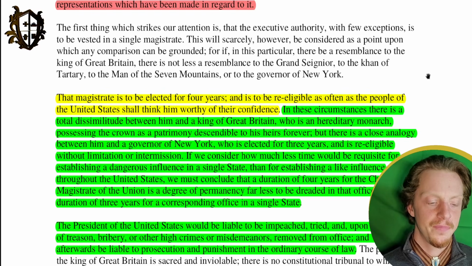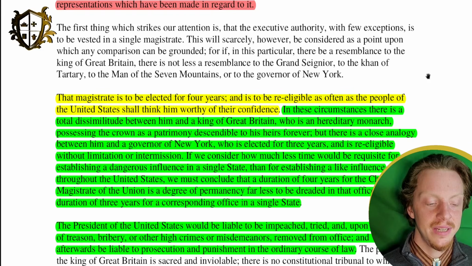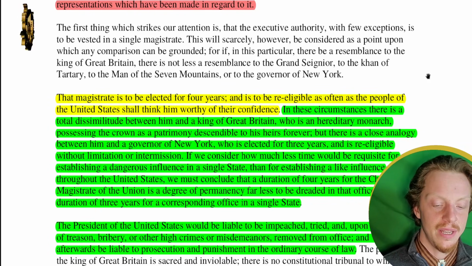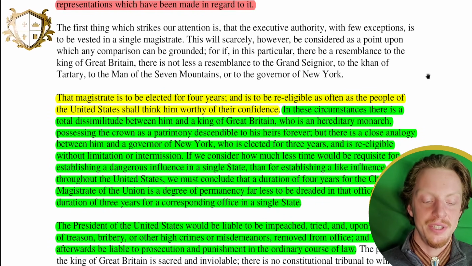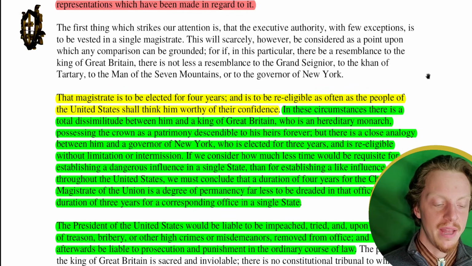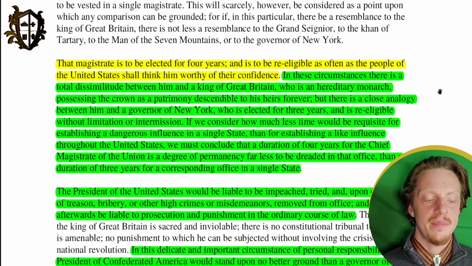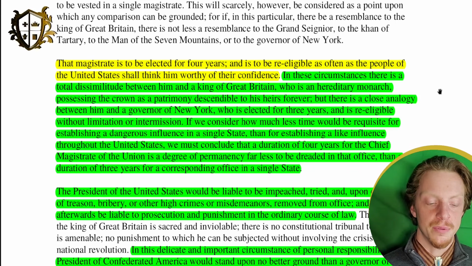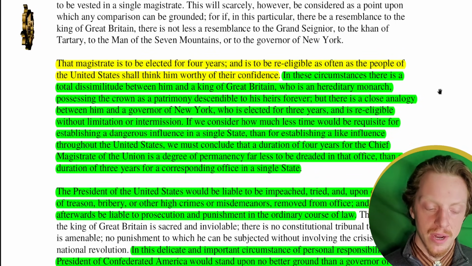a single magistrate. This will scarcely, however, be considered as a point upon which any comparison can be grounded, for if in this particular there be a resemblance to the king of Great Britain, there is not less a resemblance to the Grand Seigneur, to the Khan of Tartary, to the man of the Seven Mountains, or to the governor of New York. That magistrate, the president, is to be elected for 4 years and is to be re-eligible as often as the people of the United States shall think him worthy of their confidence.